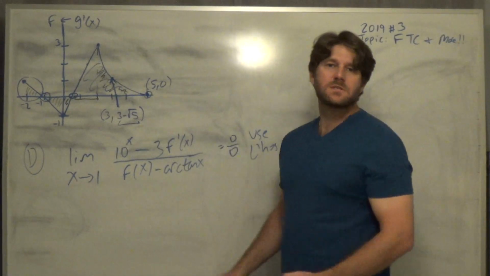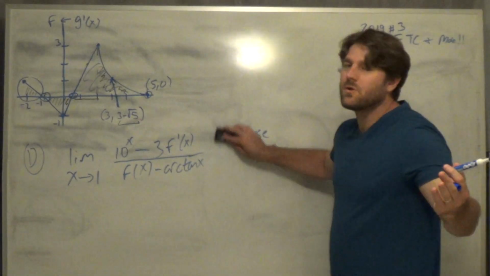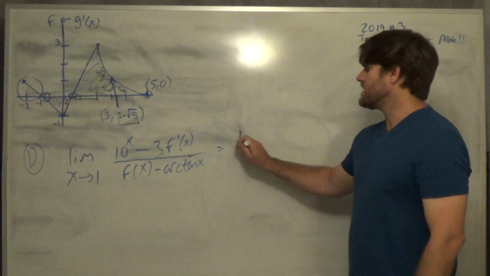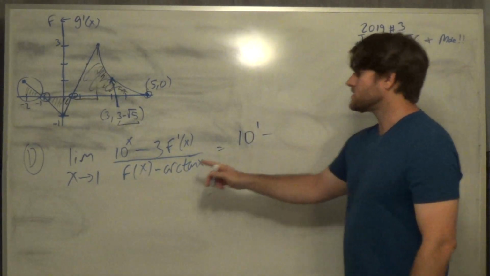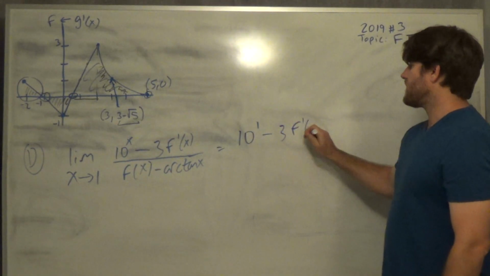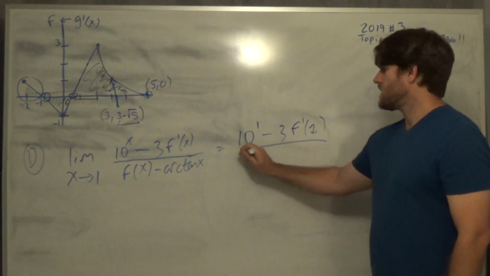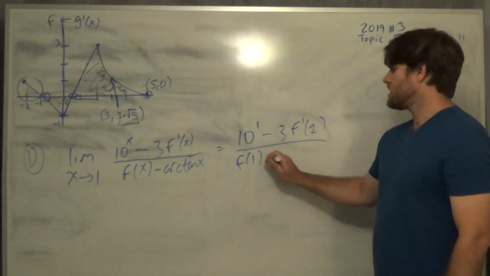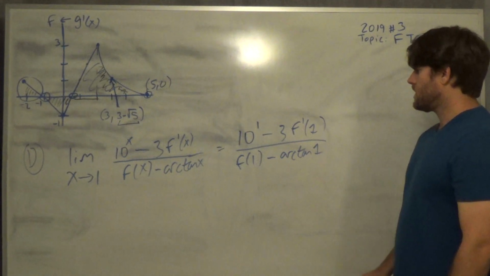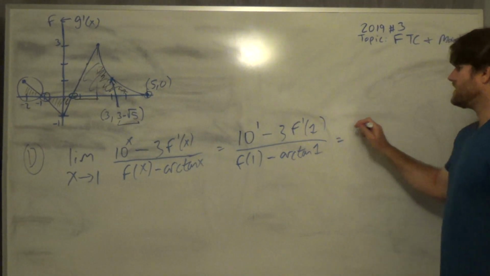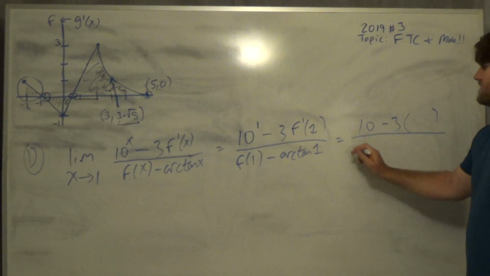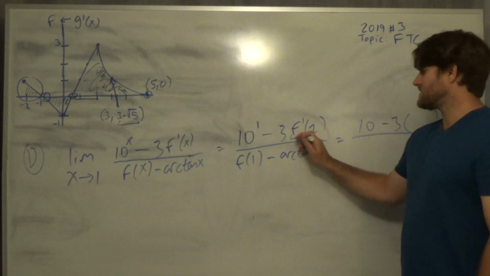But guess what? This isn't a L'Hopital's question, because you don't get 0 over 0. You get an answer. Well, the answer is 10 to the first minus 3 times f prime of 1, f of 1, and then arctan of 1. I'm just going to plug a 1 in there. So I get 10 to the first is 10 minus 3. And we've got some things we have to answer. We have to answer what is this?